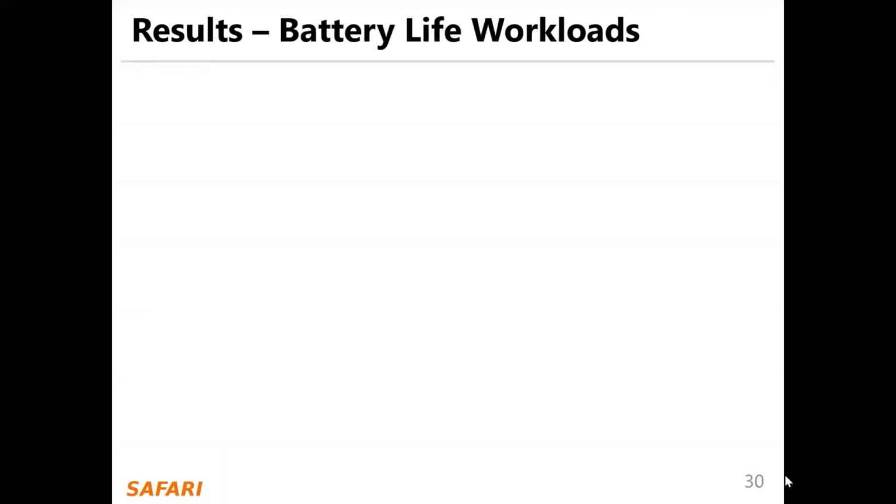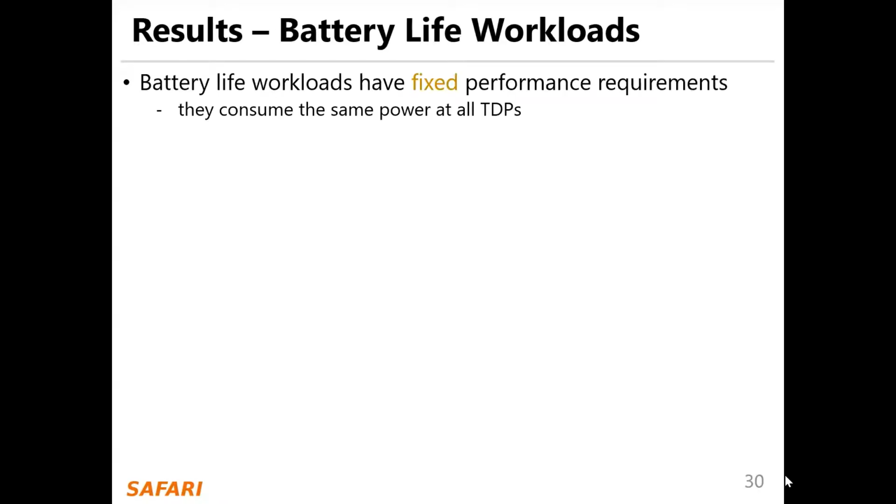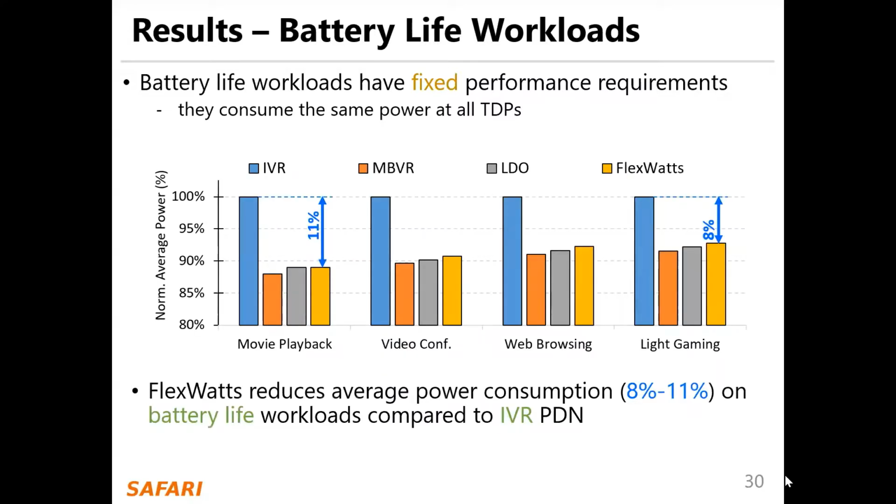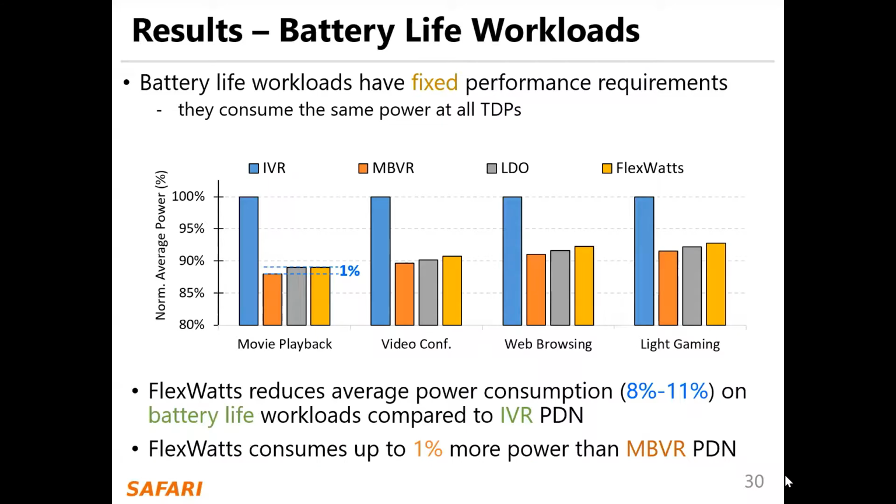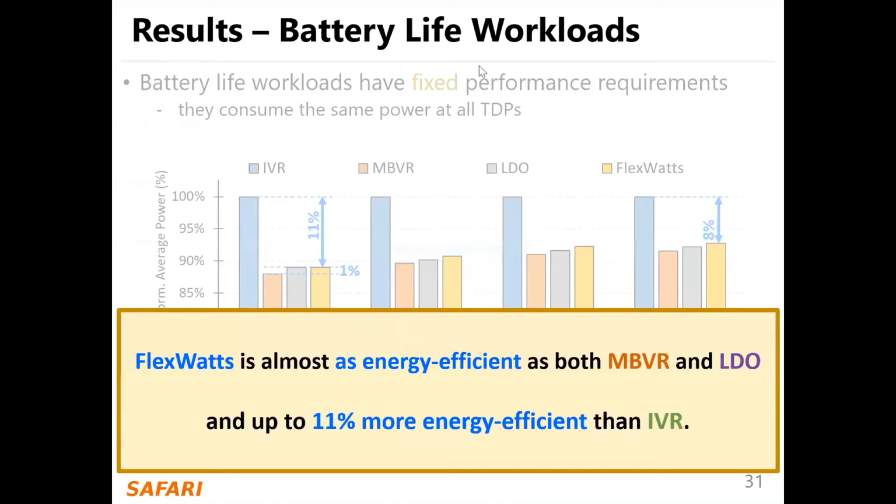Now I will present the results for battery life workloads. Battery life workloads have a fixed performance requirement. They consume the same power for all TDPs. FlexWatts reduces the average power consumption between 8% and 11% on battery life workloads compared to IVR PDN. FlexWatts consumes up to 1% more power than MBVR PDN. We conclude that FlexWatts is almost as energy efficient as both MBVR and LDO, and up to 11% more energy efficient than IVR. We have other results in the paper.